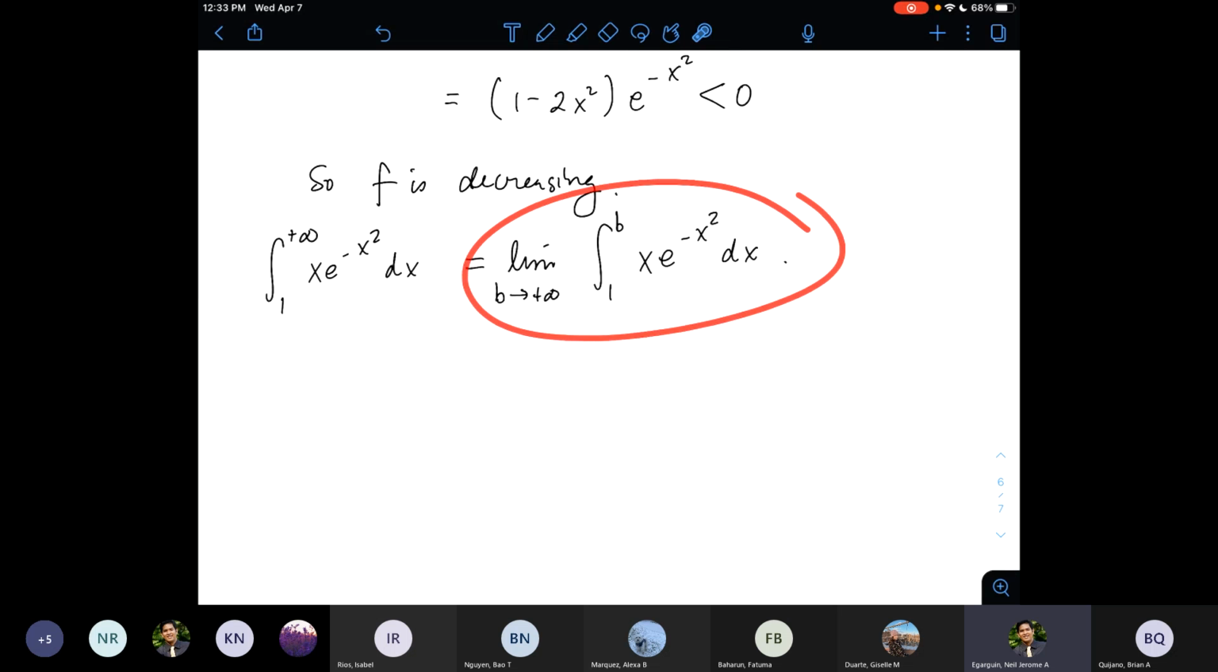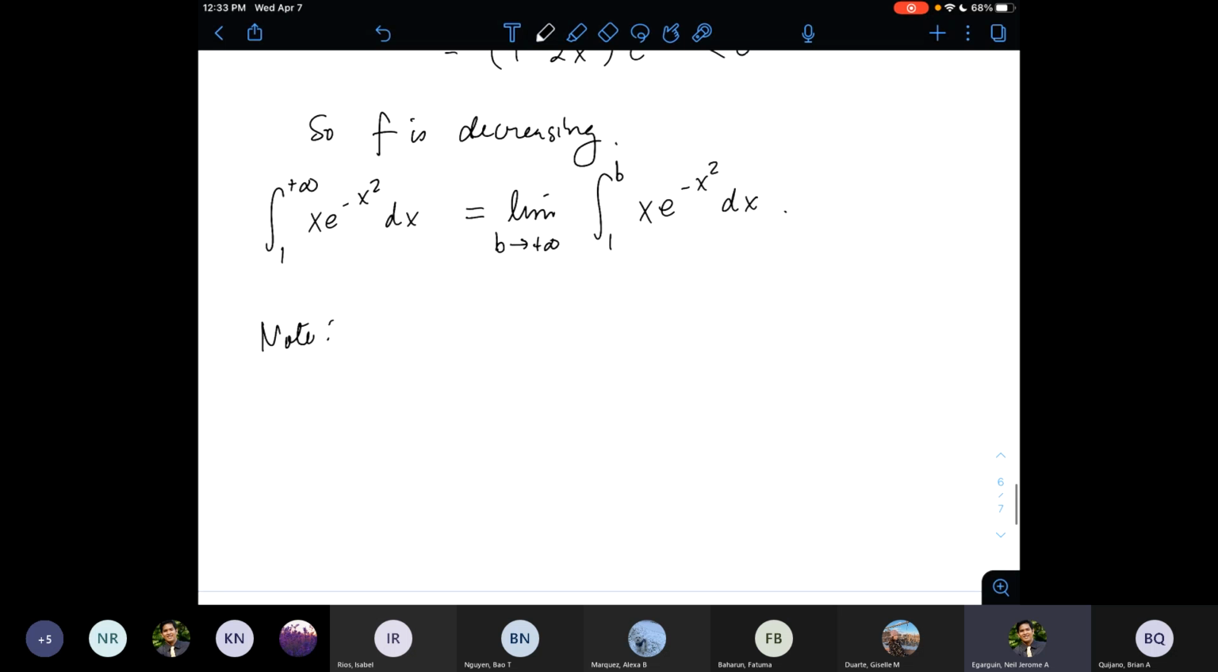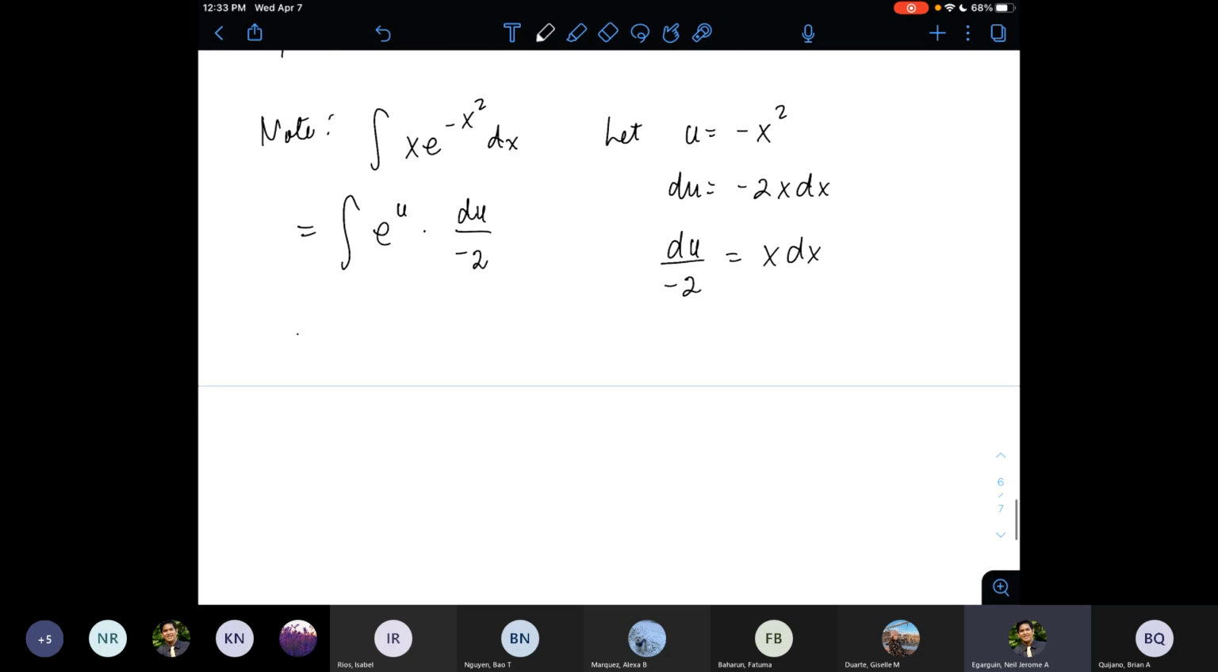Let's evaluate this guy. Though I don't want to track the changes in the bounds, so I'll compute the indefinite integral first. So x e to the minus x squared dx. I will let u be equal to minus x squared. du will be negative 2x dx, which means du over negative 2 is equal to x dx. So this integral would be e to the u times du over negative 2, or that's negative 1/2 e to the u plus c.